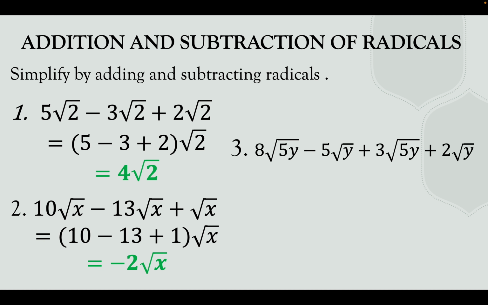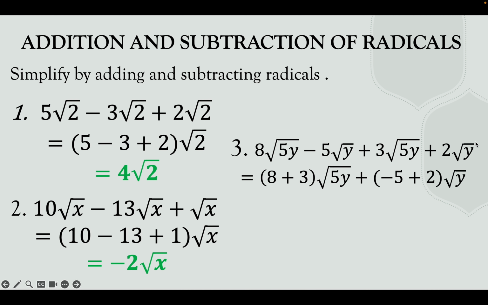Example number 3, we have 8 square root of 5y minus 5 square root of y plus 3 square root of 5y plus 2 square root of y. Now, you look at the index: they have the same index but different radicands, 5y and y. So all you need to do, class, is combine the like radicals, those with the same index and radicand. We combine 8 square root of 5y plus 3 square root of 5y, and then negative 5 square root of y plus 2 square root of y.